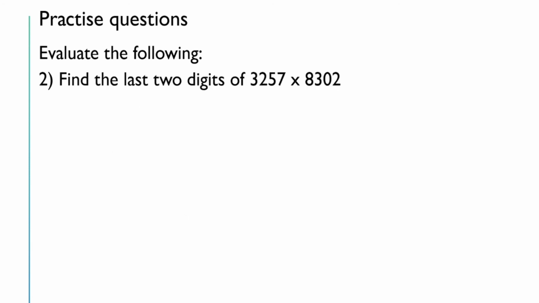The next question is, find the last two digits of 3257 into 8302. If we want to find the last two digits of the given number, then we have to find the given number mod 100. We just now saw a few examples where I told you, if you want to find the last two digits, then we can find the given number mod 100. So we can find 3257 into 8302 mod 100. Here we can use the property of multiplication.